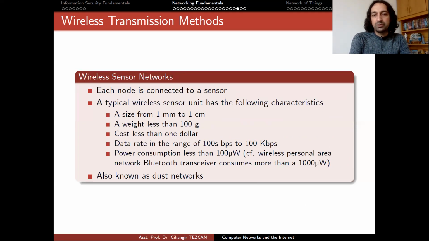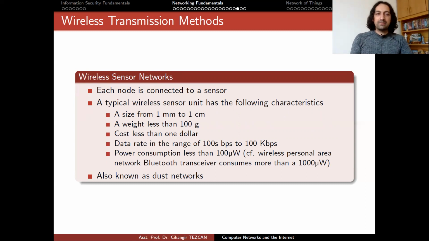A typical wireless sensor unit has the following characteristics. It might be really small, a size from 1 millimeter to 1 centimeter. It might weigh less than 100 grams and cost less than $1. Data rate is in the range of a few hundred bits per second to 100 kilobits per second. And power consumption is really small in these devices. For instance, as you can see written here, it might be 1/10 of a Bluetooth transceiver in terms of power consumption. These are also known as dust networks.